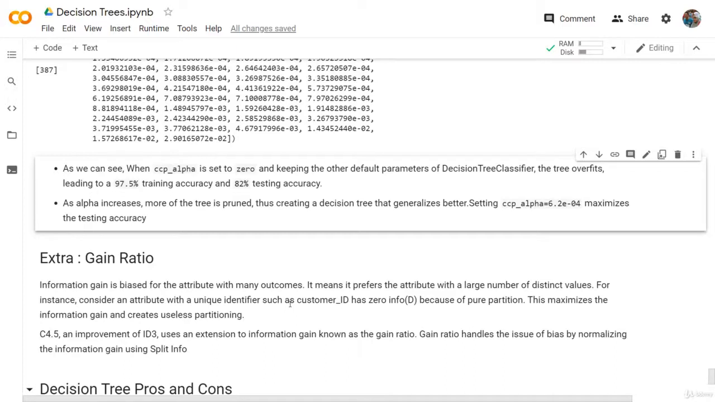And the gain ratio handles the issue of bias, this bias we introduced here, by normalizing the information gain using split info, right? So instead of just taking the attributes as they are, the gain ratio will normalize these features and therefore normalize the information gain, and so we can get a better idea about what is the best split. Okay, so this was just a brief lesson on the gain ratio.